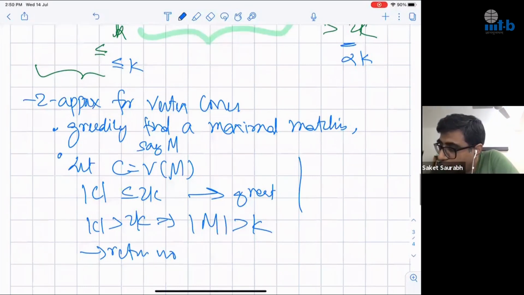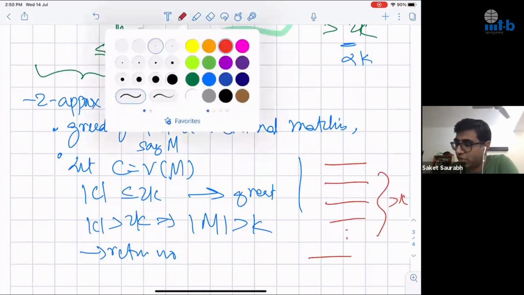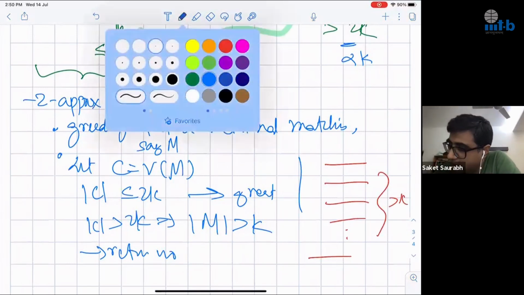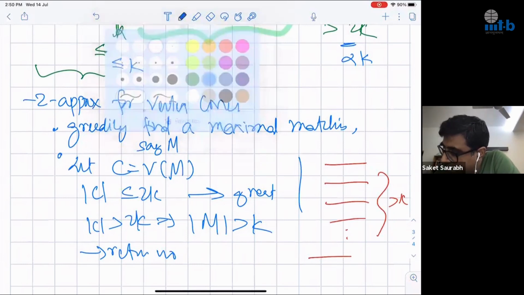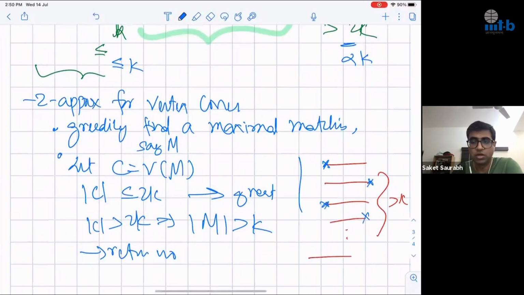Because if you do have a maximal matching of size more than k, then you can't have a vertex cover of size at most k. Why? Because every vertex cover must pick at least one vertex from each of the matching edges. So any vertex cover must have size at least the size of the maximal matching. Hence, if I find a maximal matching of size greater than k, then I can return there is no vertex cover of size at most k.